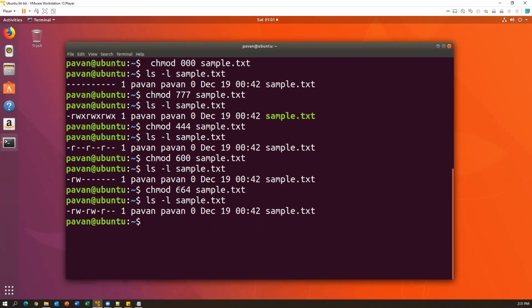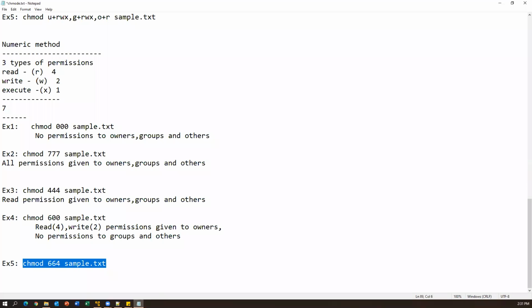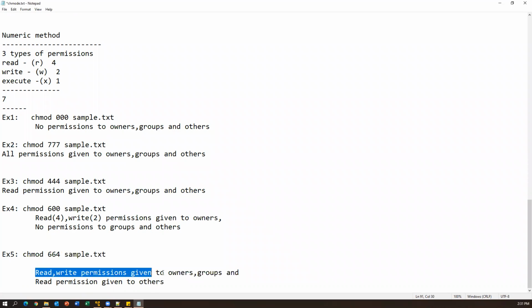Now observe this. Read and write permissions have been given for owners and groups, but only read permission is given for others. R represents read. There is no write permission and no execute permission for others. So the meaning of this command is this: read and write permissions are given to owners and groups. The first entry represents the owners, the second entry the groups, the third entry others, and read permission is given to others. 4 represents read.